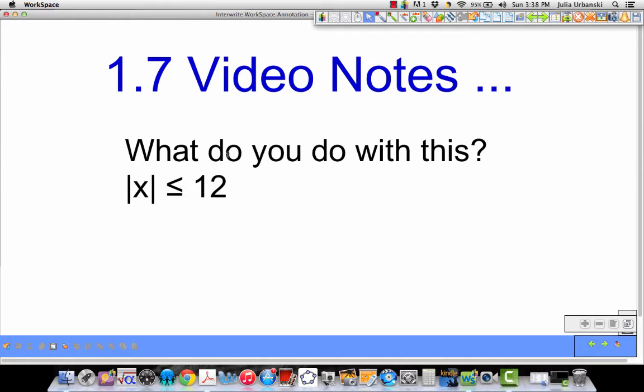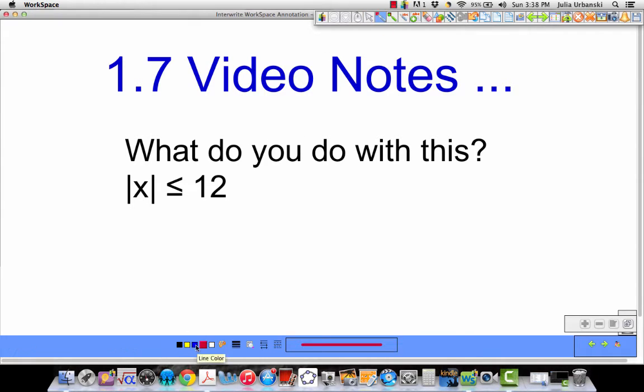So continuing on with the 1.7 notes, let's look at an example like this. This isn't on your paper, so just look at the screen and think, what do you do in a case like this? You have your absolute value, you have your less than or equal to, it kind of combines everything together. So let's do like we would normally do with an absolute value problem.